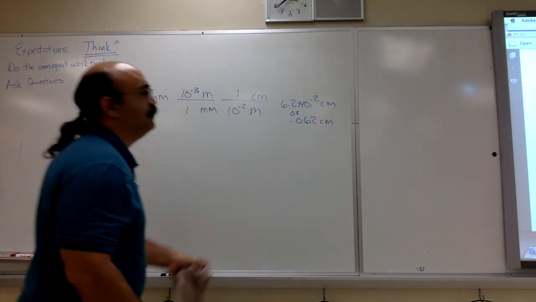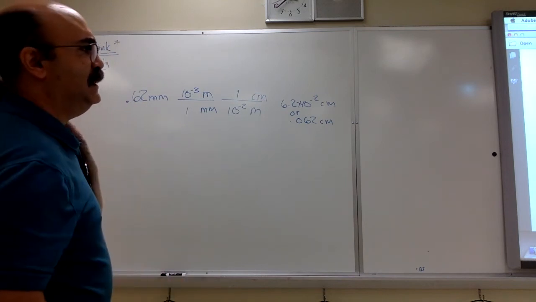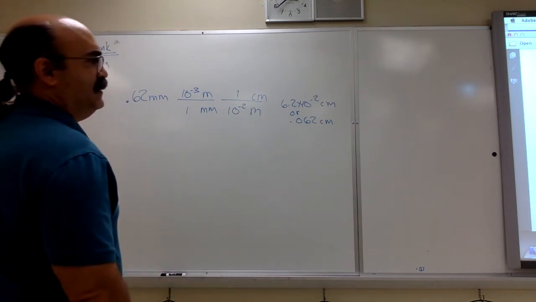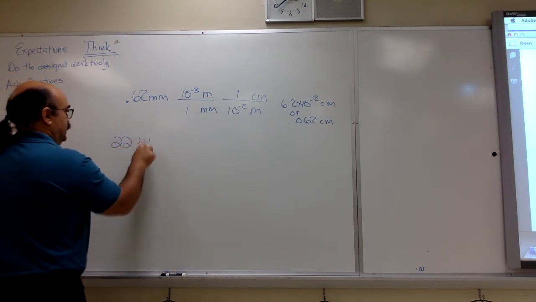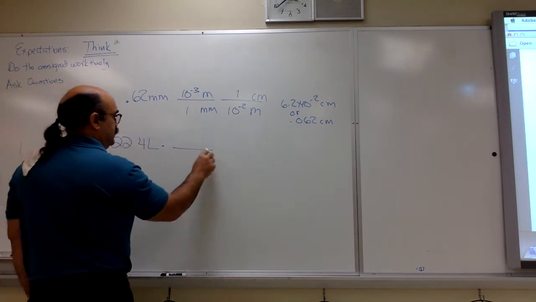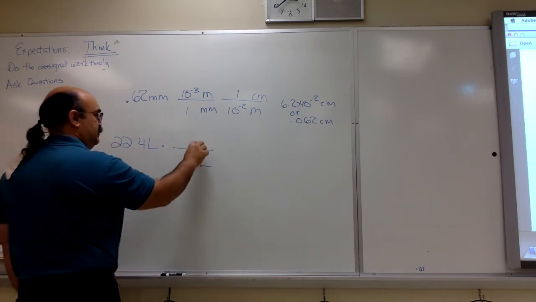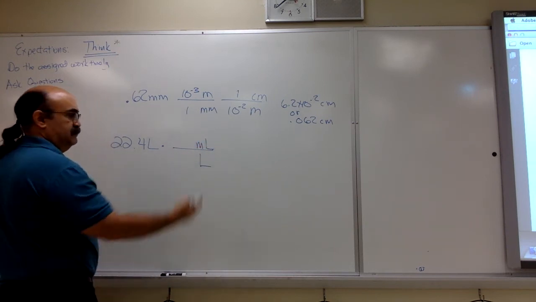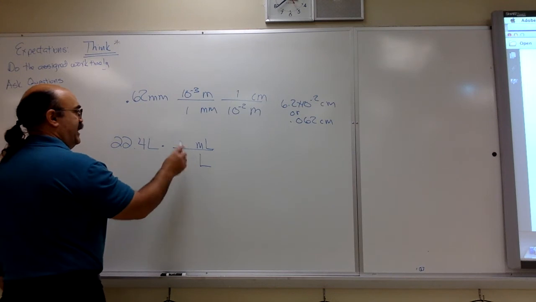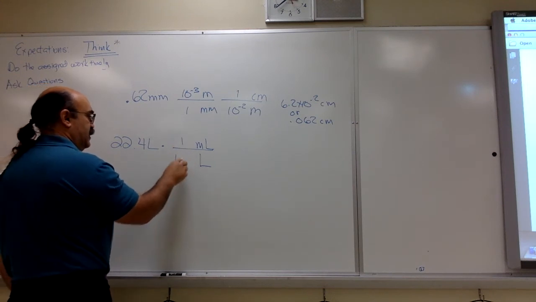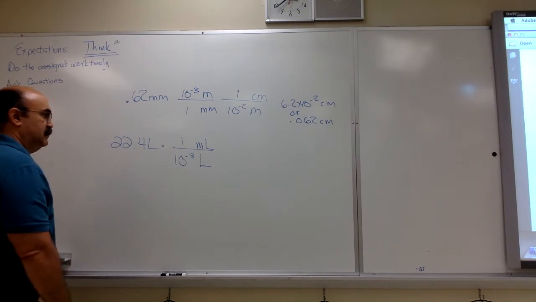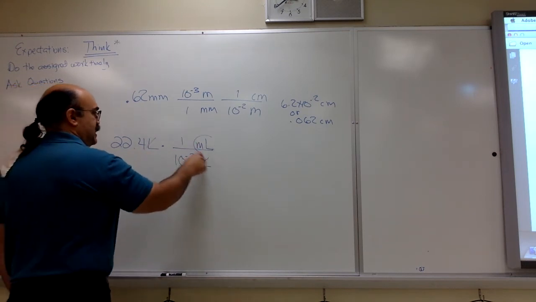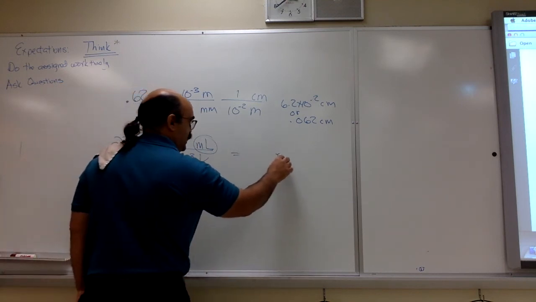Then we had milliliters in 22.4 liters. So we start with 22.4 liters times the fact. Well, liters I want to cancel. Milliliters goes on top. One step. I have the fact for 1 milliliter. There are 10 to the negative third liters. My units are correct. I'm at milliliters. Great, that's what I wanted.